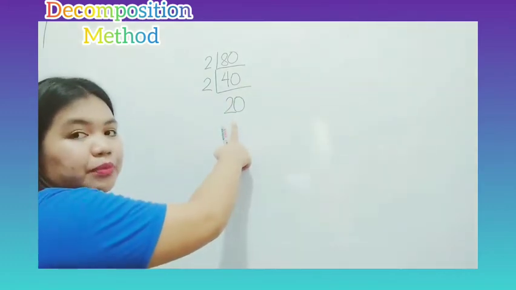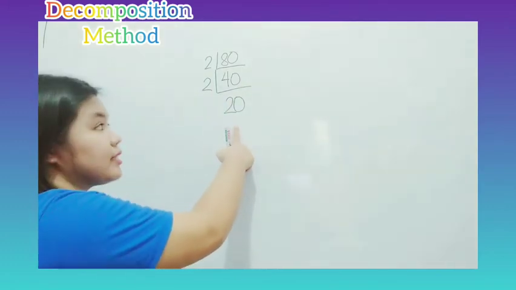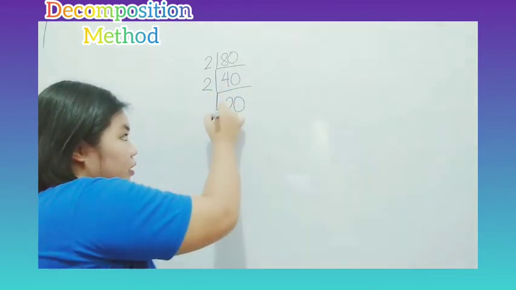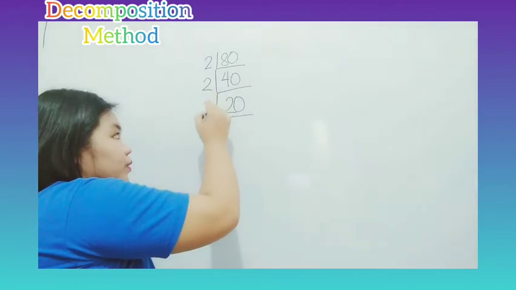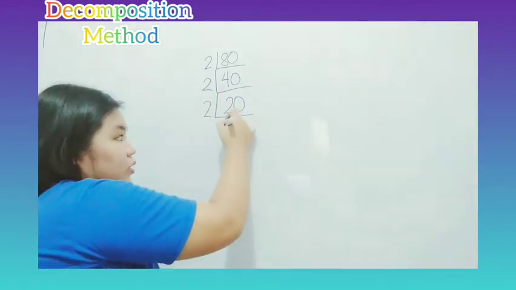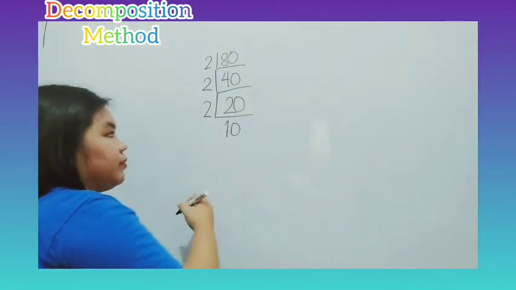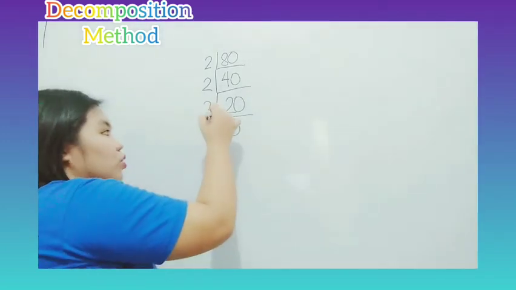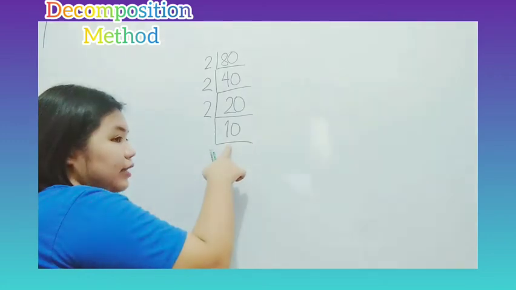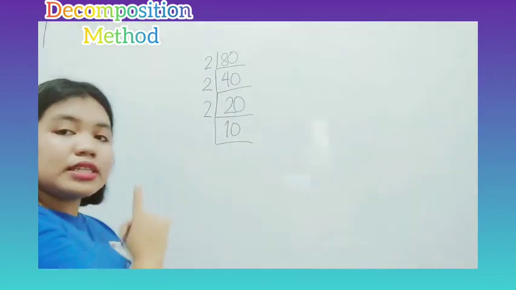20 is not yet a prime. So, continue the process. What is the smallest prime number that 20 can be divided by? So, we have another 2. So, 20 divided by 2 is 10. Now, 10 is not yet a prime number. So, continue the process. 10 divided by what is the smallest?